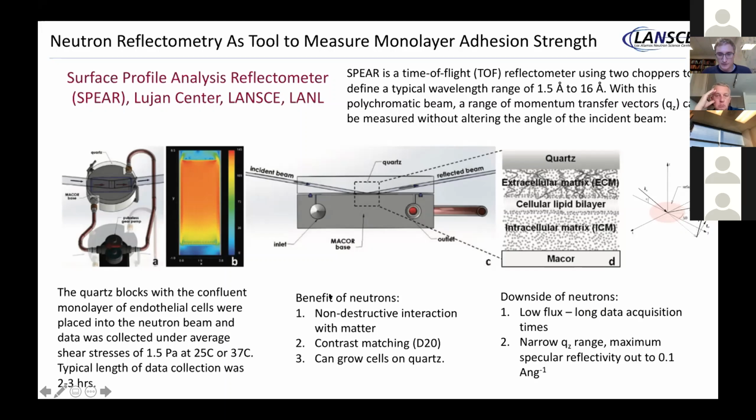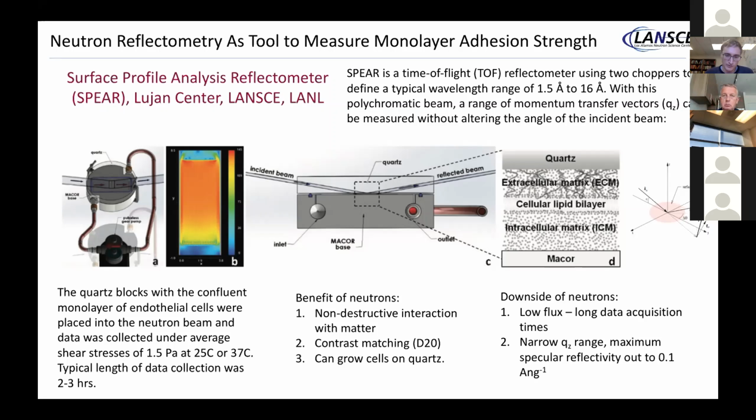So the benefits of working with neutrons: number one, we had a willing partnership with Garrick, and all the benefits of being able to do the tissue culture close to where we were going to do the scattering. Other benefits, the non-destructive aspects of neutrons are great for biological systems, and obviously this is something that's discussed a lot even in the lipid scattering literature. Contrast matching and the ability to grow the cells on quartz.